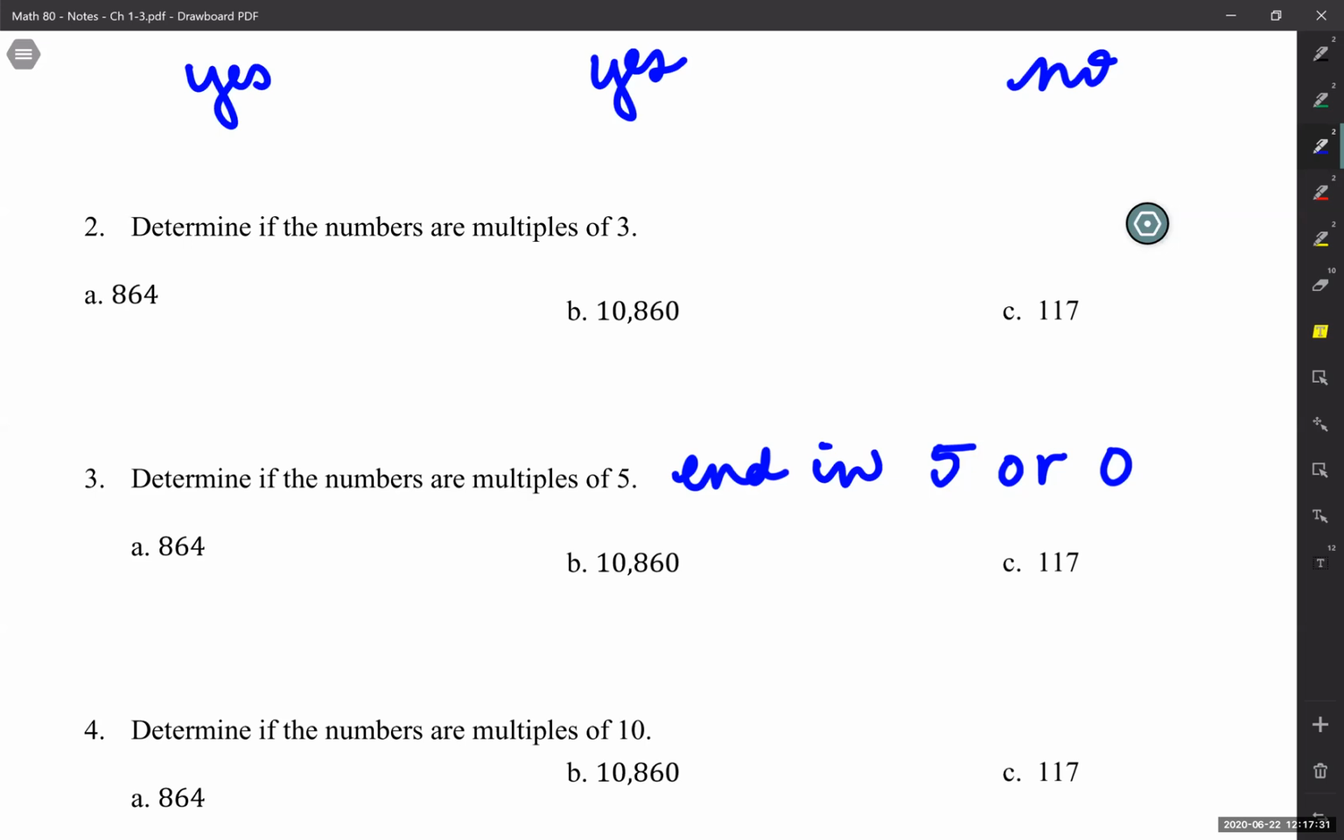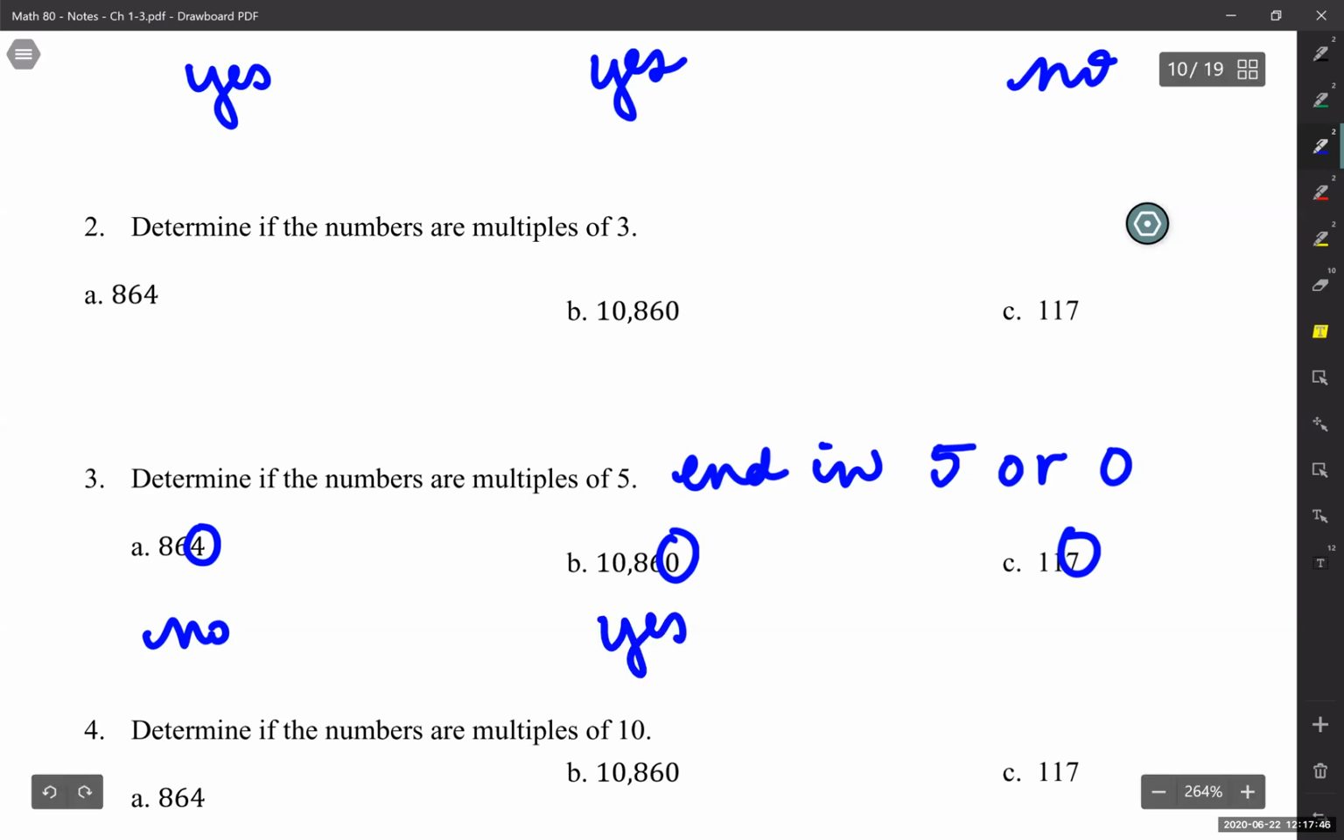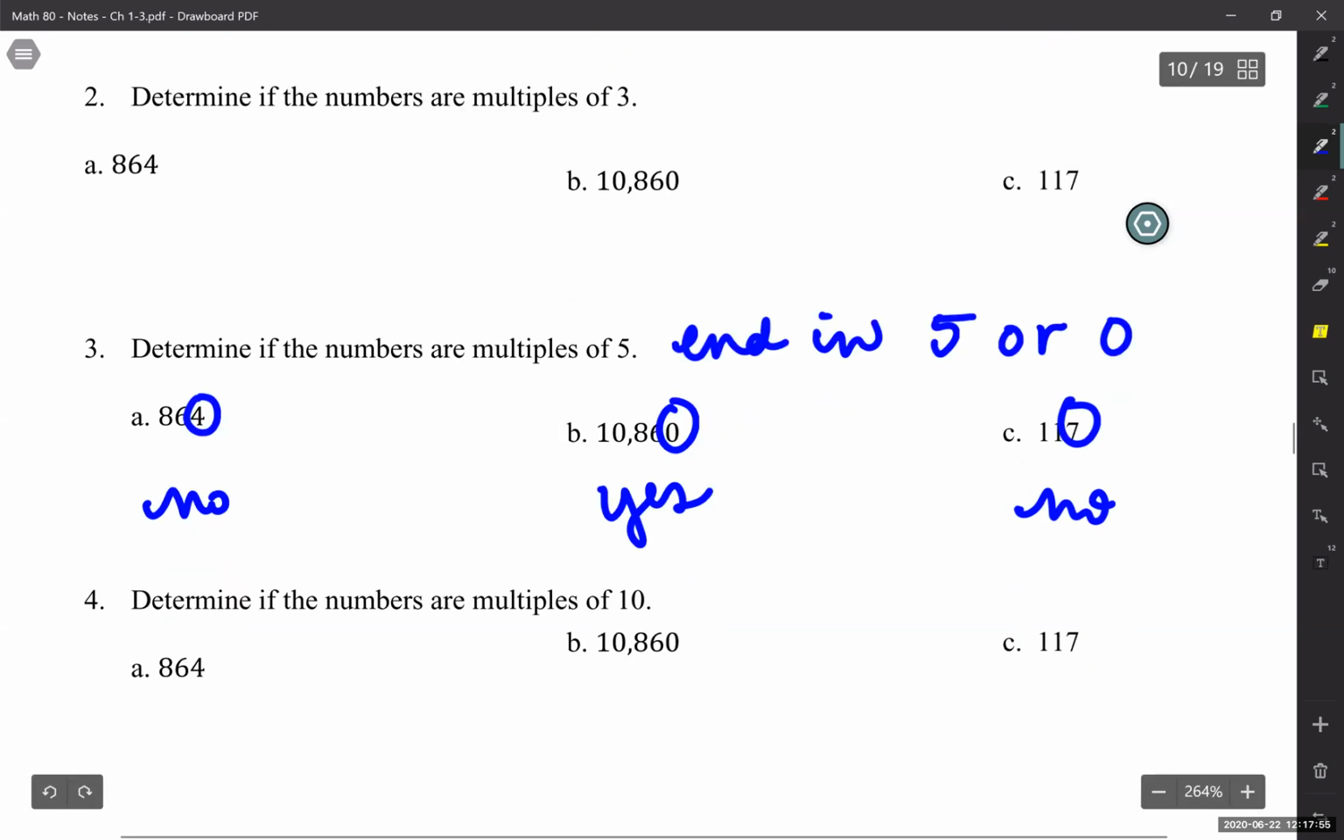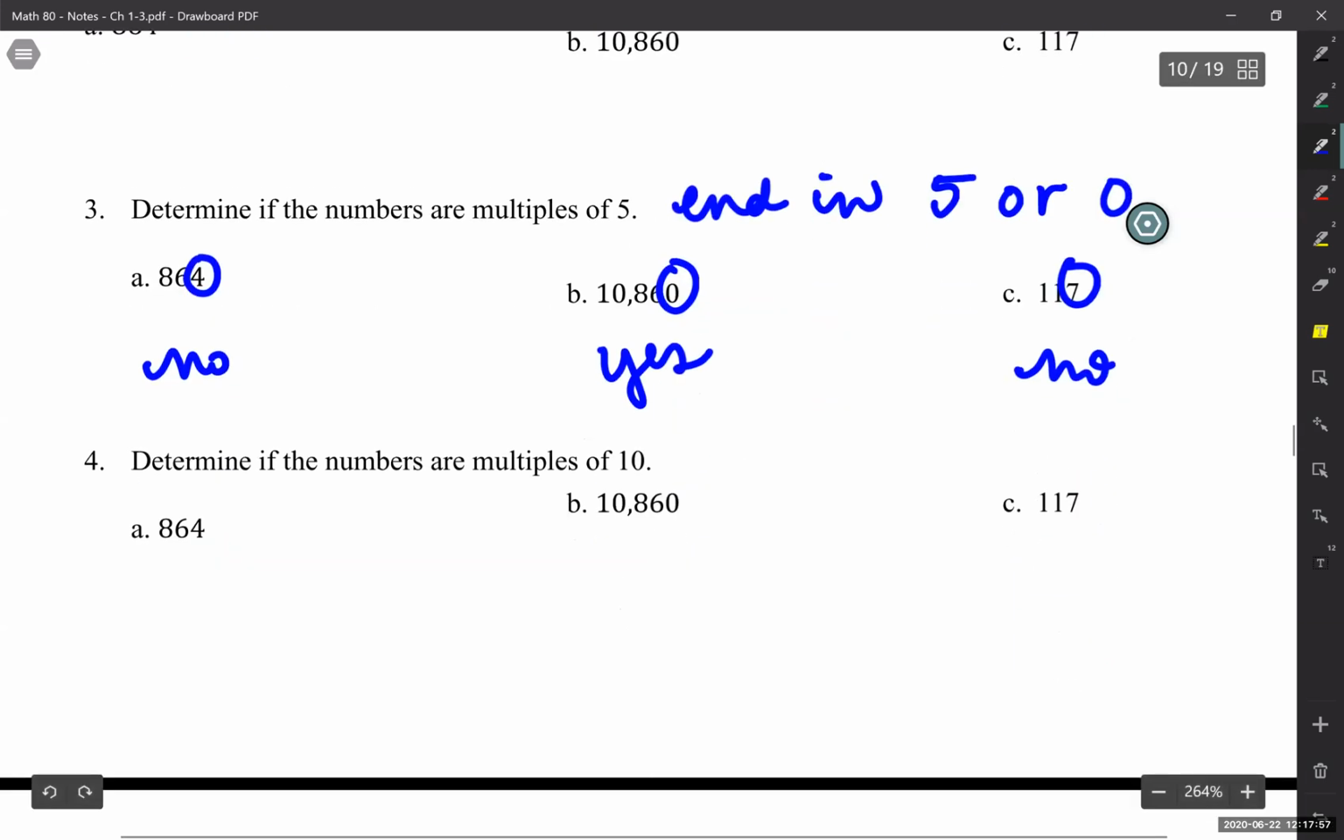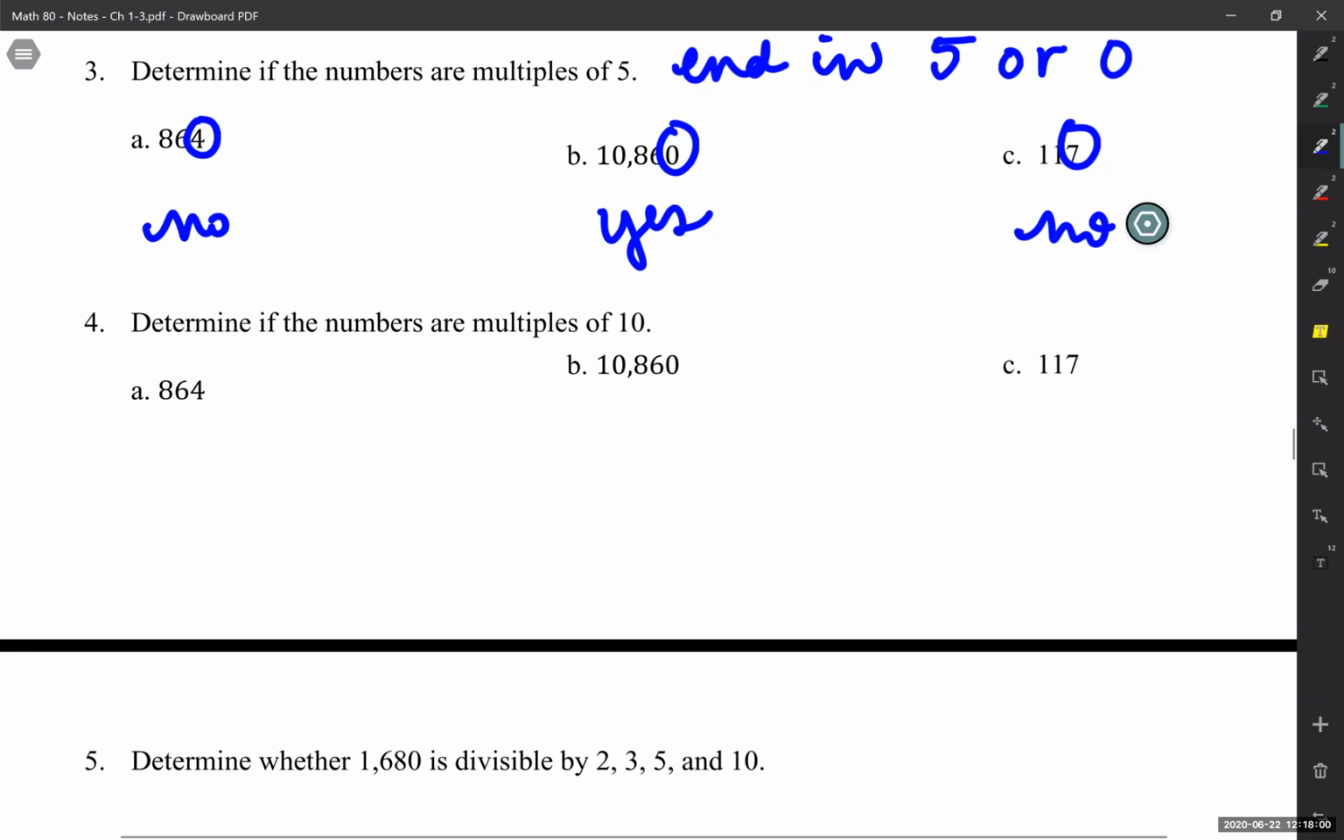Okay, so looking at 3, again, we are looking at that last digit, the ones digit, and we are looking for it to be either 5 or 0. So 864 is a no, because it ends in 4. 10,860 is a yes, because it ends in 0. And 117 is a no, because it ends in 7. Number 4. Oh yeah, here's example 5. We're going to check all of the divisibility.